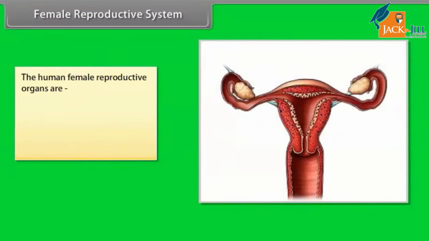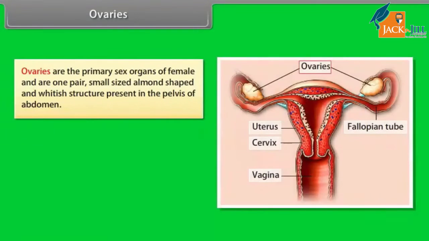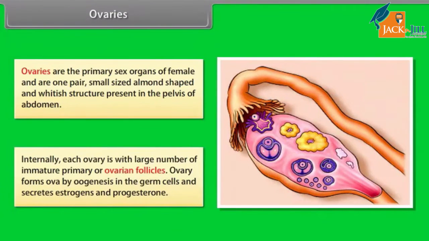The human female reproductive organs are ovaries, fallopian tubes, uterus, vagina. Ovaries. Ovaries are the primary sex organs of female and are one pair, small-sized, almond-shaped and whitish structure present in the pelvis of abdomen. Internally, each ovary is with large number of immature primary or ovarian follicles. Ovary forms ova by oogenesis in the germ cells and secretes estrogens and progesterone.